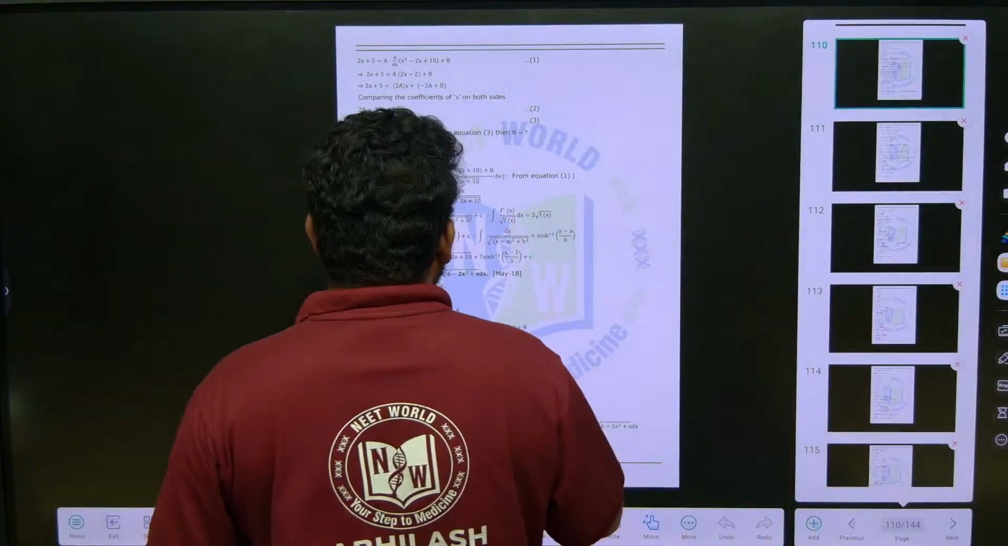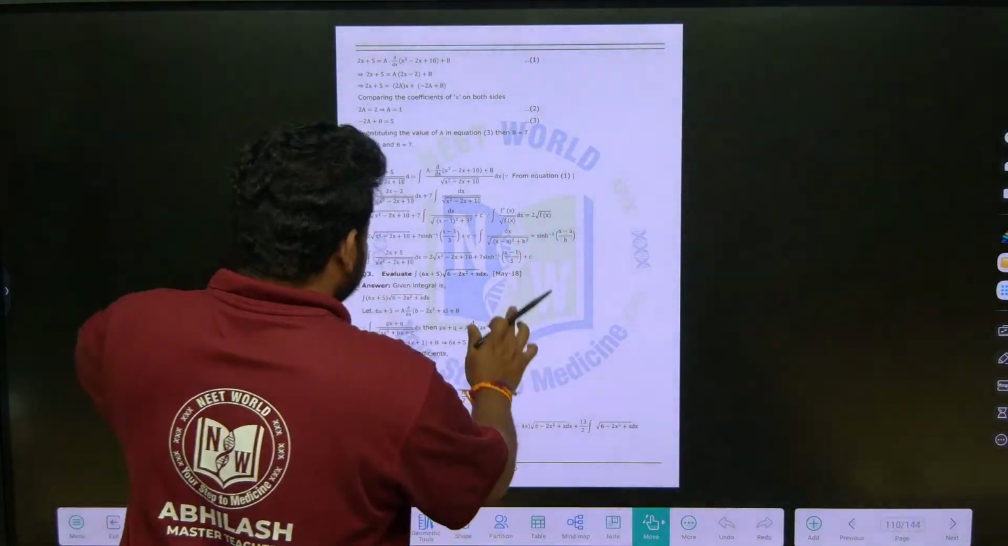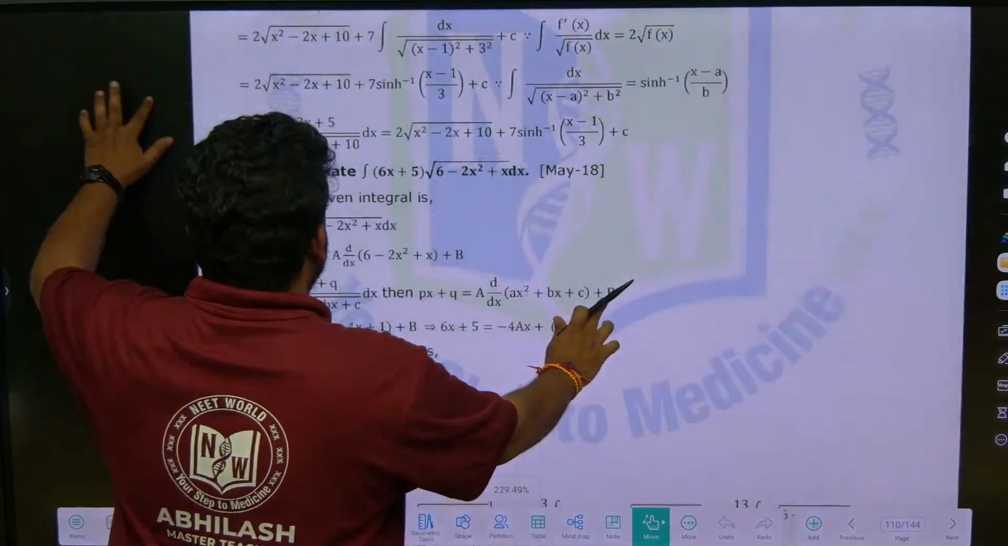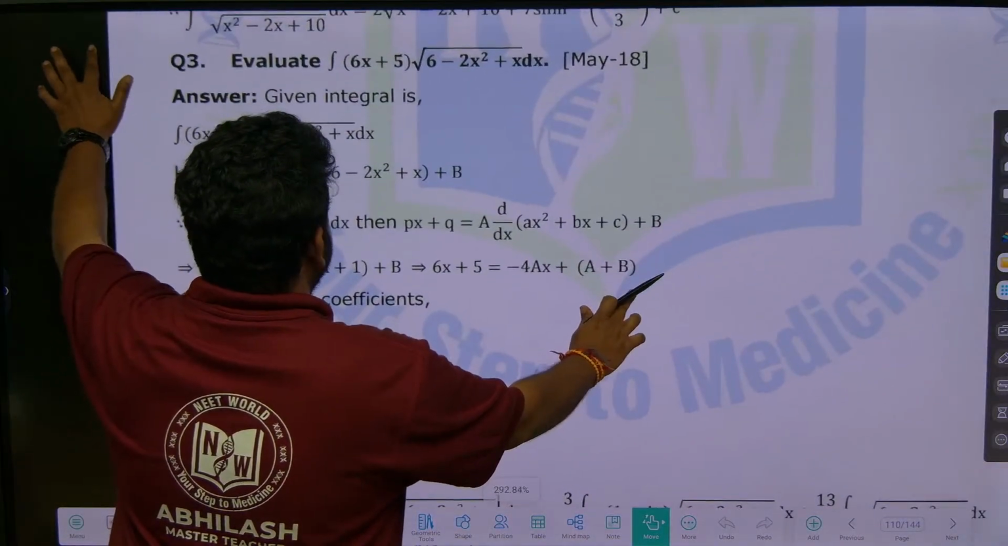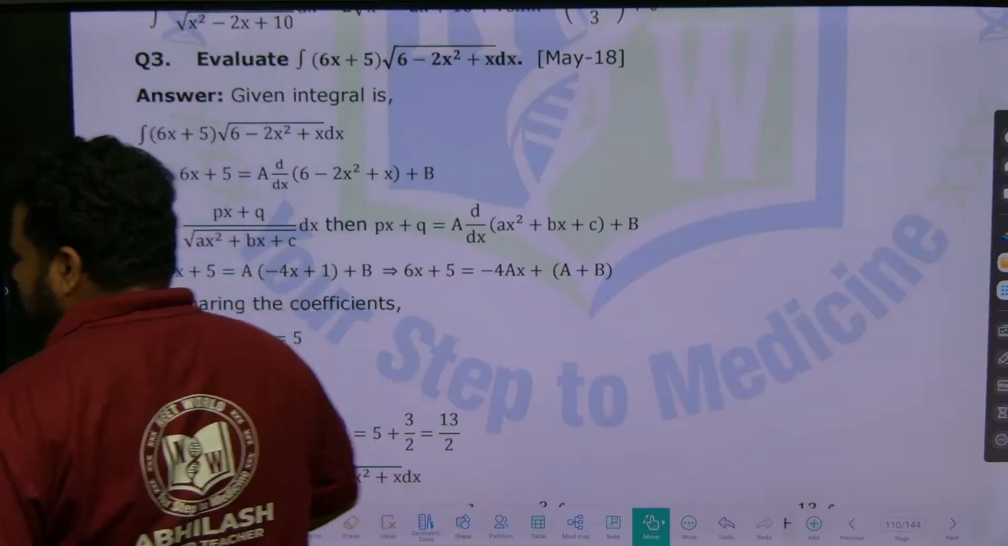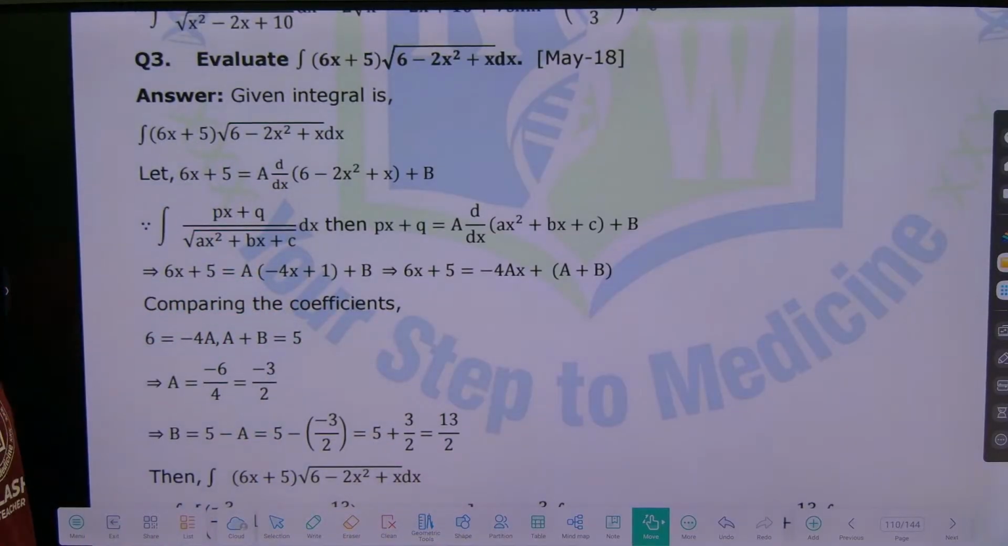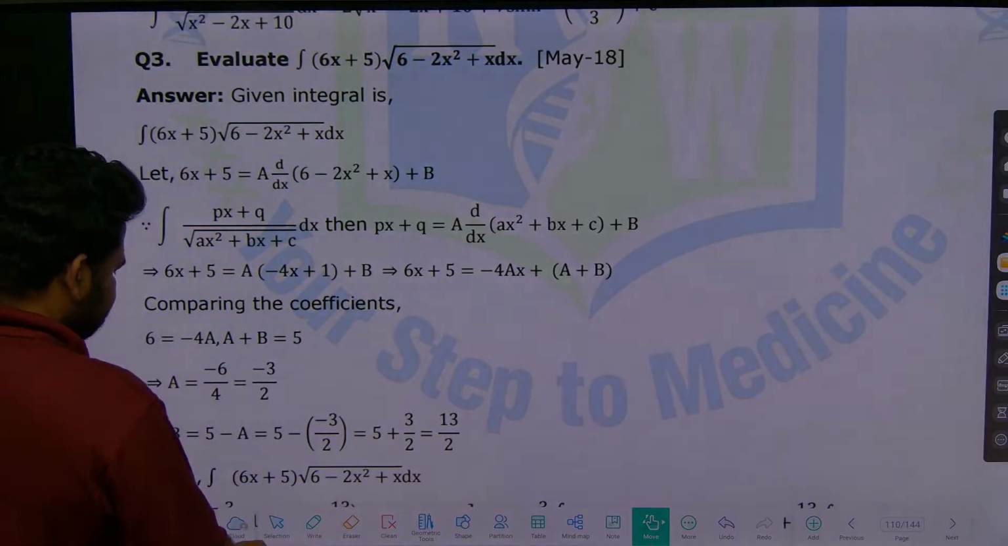So see here, already we are done with the second question. Now we have to do the third question. Look at this question, friends. Observe this. So what have they given us? Okay, we have to integrate.